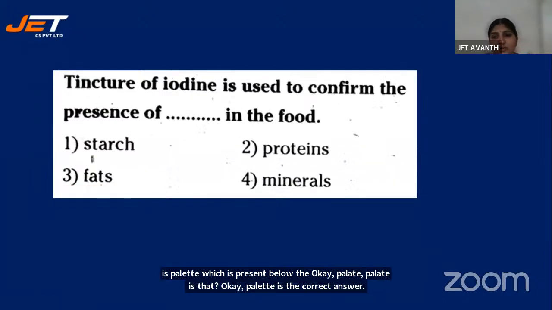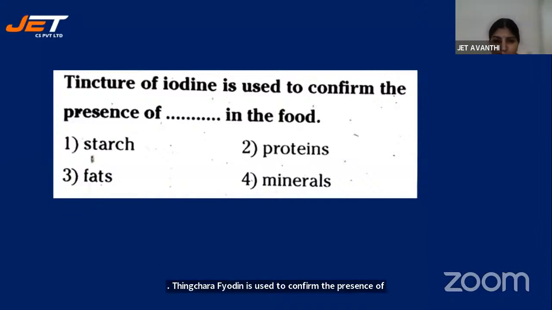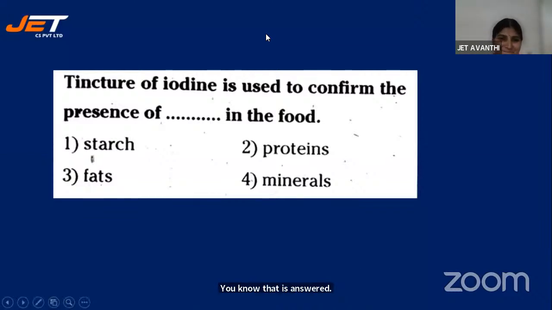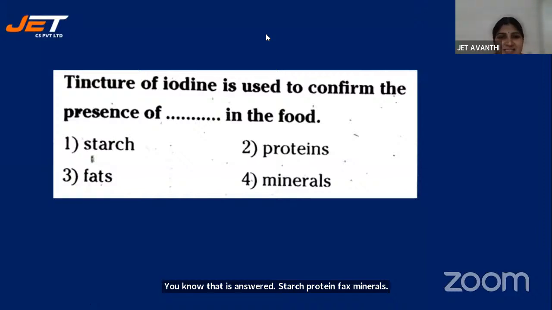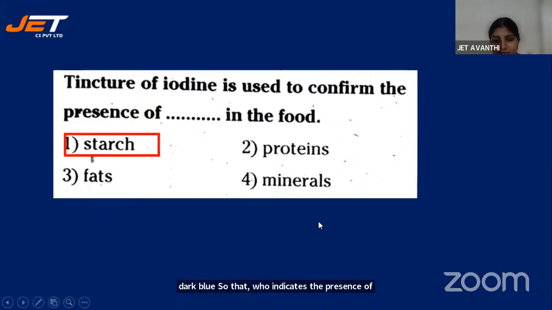Next, tincture of iodine is used to confirm the presence of what in the food? Whenever iodine comes, you have to go blindly for one substrate. What is that? You know, that is the answer. Starch, protein, fats, minerals. Most of you are giving the correct answer, children. It is option 1, starch, a complex carbohydrate. When we apply iodine to starch, the medium immediately turns dark blue. So dark blue indicates the presence of carbohydrates in the food wherever we are performing the test.